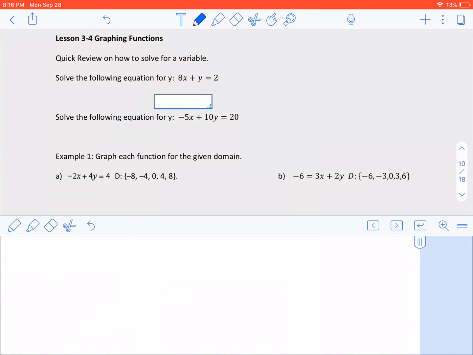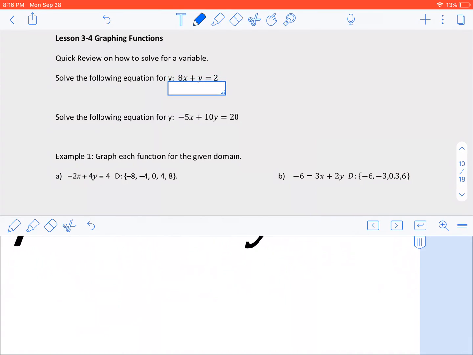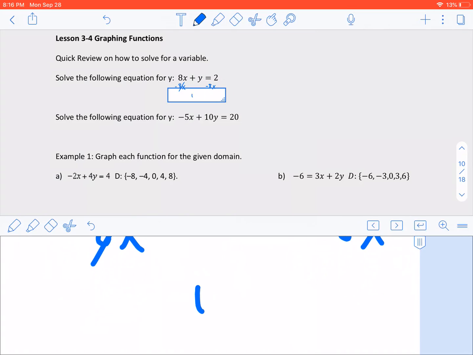So to start, solve the following equation for y. It's 8x plus y equals 2. So I need to get y by itself. What's happening to y? It's being added by a positive 8x. How do I get rid of a positive 8x? Subtract 8x. What I do to one side, do to the other. Gone over here. That leaves me with y equals negative 8x plus 2.